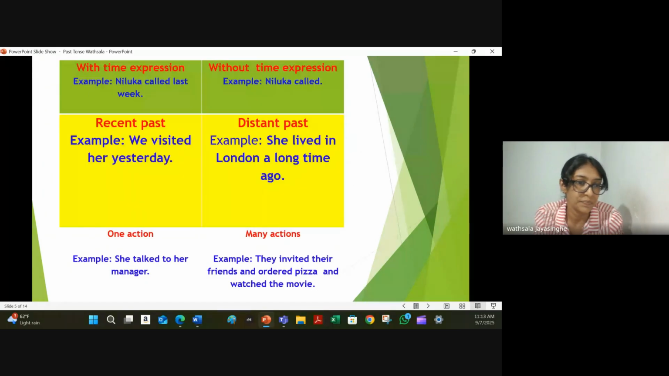Then we can make sentences using one action and many actions. The first example: she talked to her manager. And the second one, many actions: they invited their friends and ordered pizza and watched the movie. There are 3 verbs in this sentence.